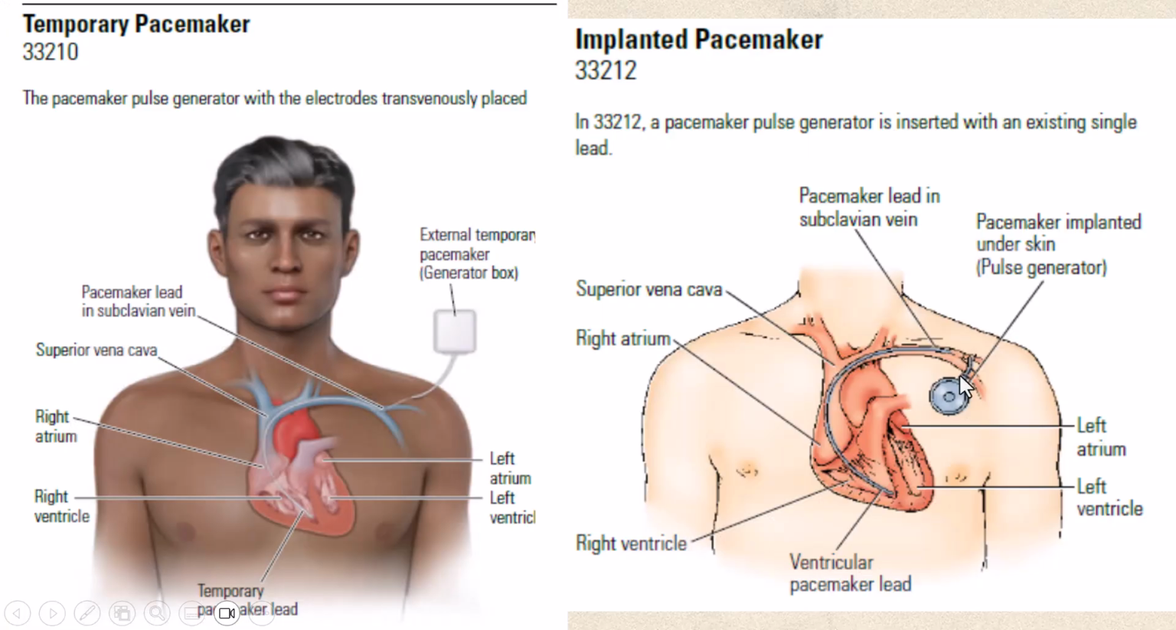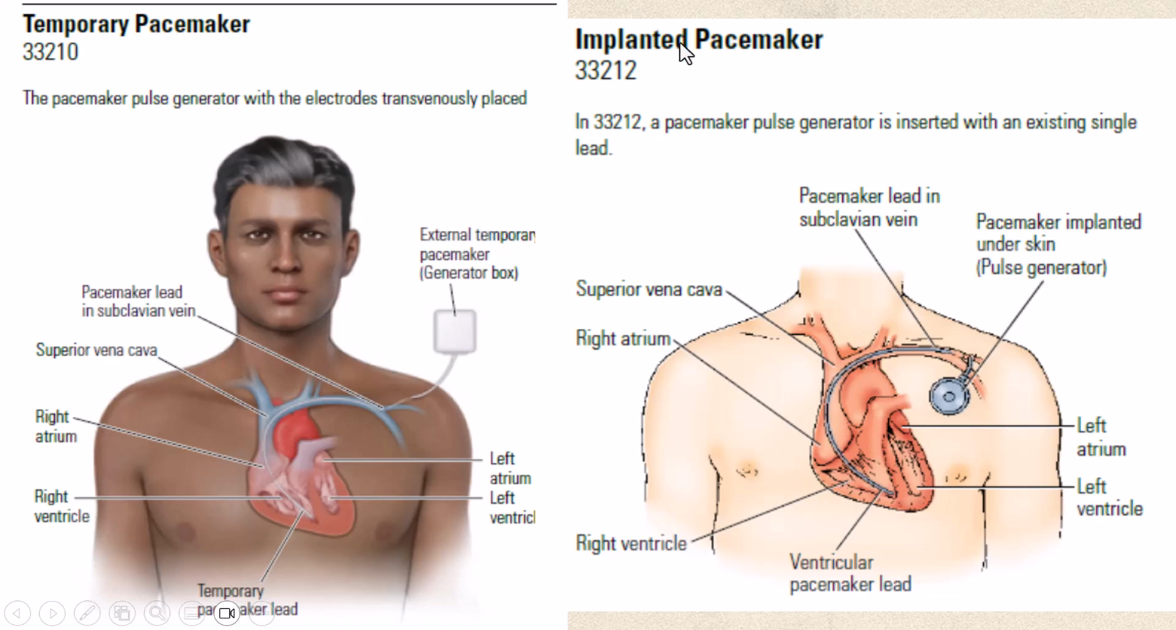3, 2, 1. In the question you have to highlight this is a temporary pacemaker and the transvenous dual chamber pacing electrodes. If you want to know the difference between the temporary pacemaker and the implanted pacemaker, normally the temporary pacemakers are fixed outside. So you can see here, this is the external temporary pacemaker, that is the generator box, and it goes inside the body through the pacemaker lead in the subclavian vein. Through the subclavian vein, it goes to the right atrium and the lead goes into the right ventricle. Here you can see the temporary pacemaker lead. For the right ventricle, it generates the electric pulse.